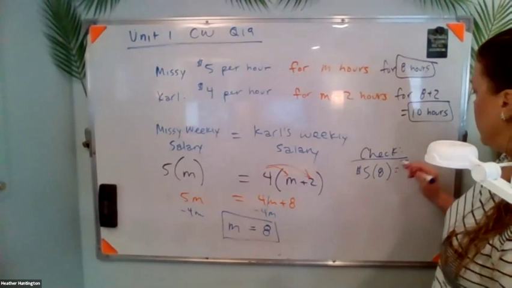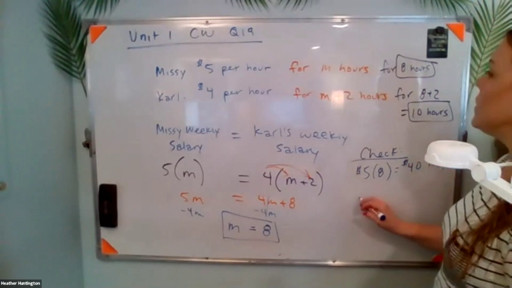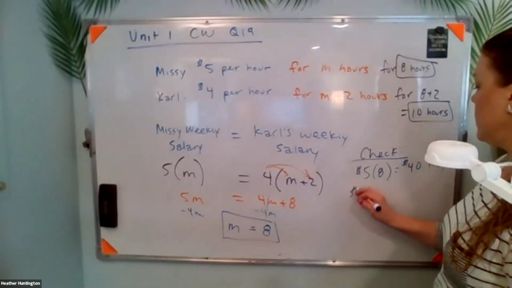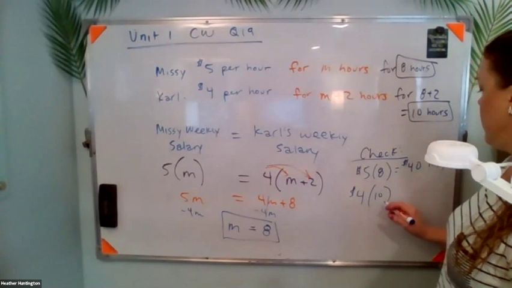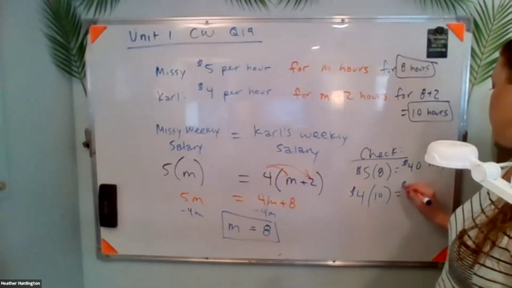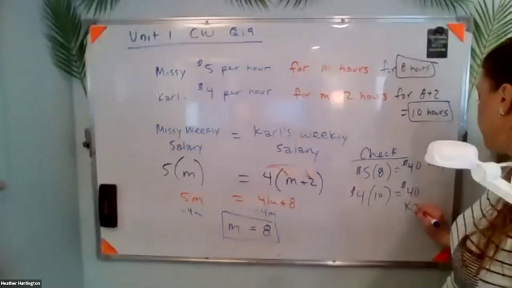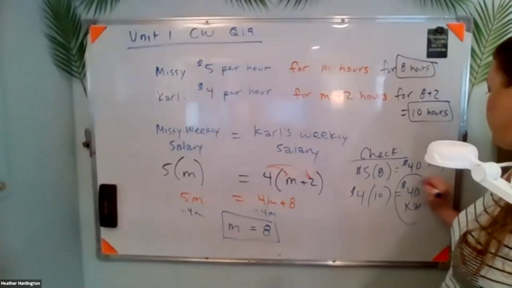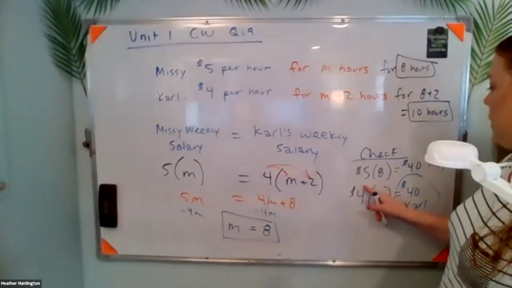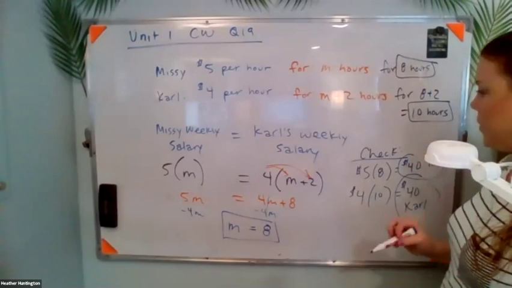So that's Missy's. And then Carl is going to be $4 per hour for 10 hours. And that's 40. Right? So it's kind of like in life, you want to work smarter, not harder. Because look, if you can make more money per hour, you can work less and get the same amount of money. So this checks out.